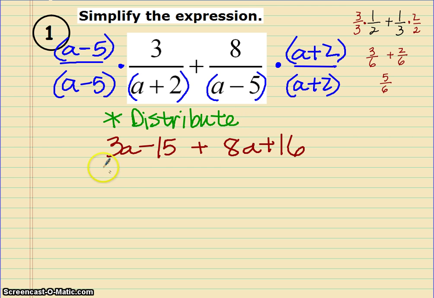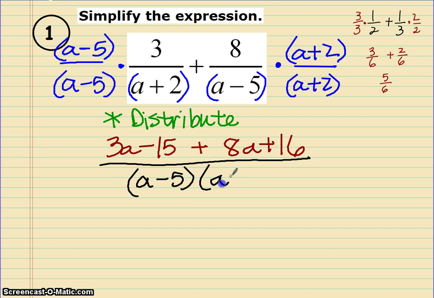Then my denominator is a minus 5 in parentheses times a plus 2 in parentheses, just like my denominator here became 3 times 2, which is 6, and 3 times 2, which is 6. So that times that. Now I'm not going to go ahead and distribute the denominators because eventually I'm going to want to factor to see if anything cancels. So it would seem to be a waste of my time to multiply my denominators together.